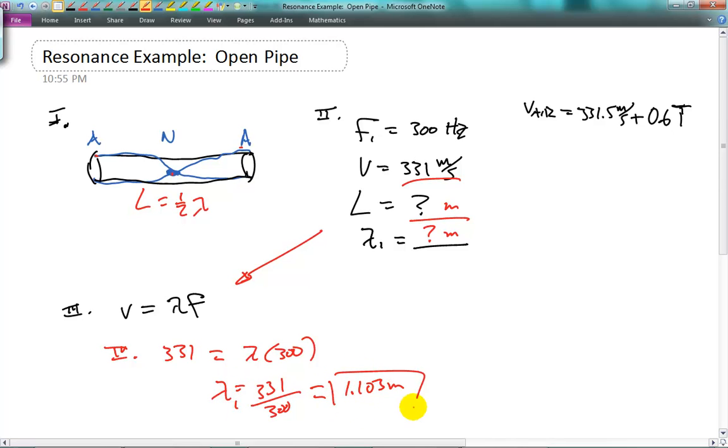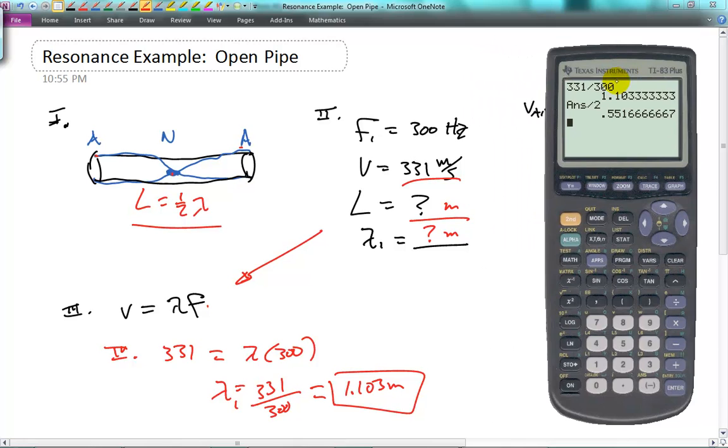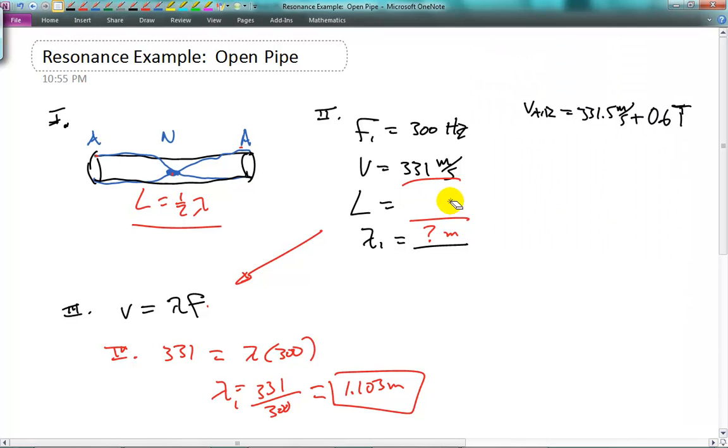1.103 meters. Therefore, the length of that pipe is going to be half a wavelength. So I'll just get out my calculator and divide the wavelength by 2, and I'm getting 0.552. We'll just round that off, meters there.